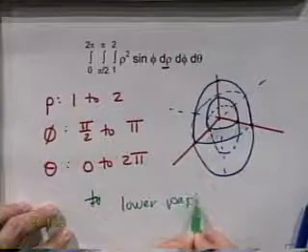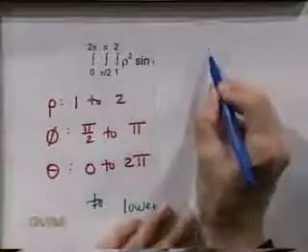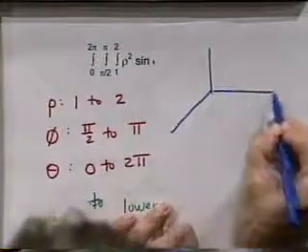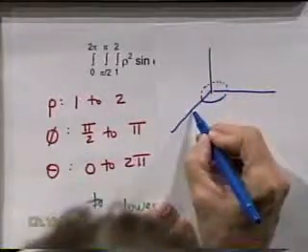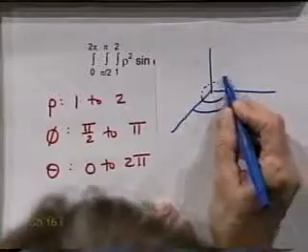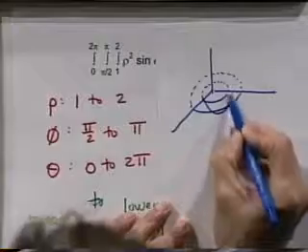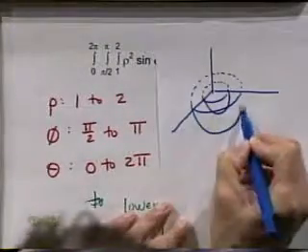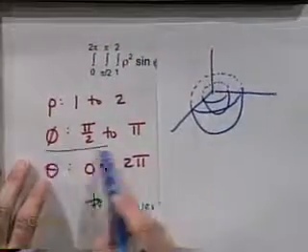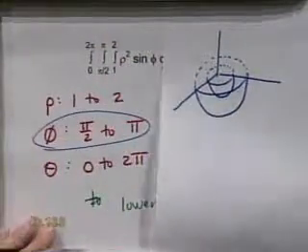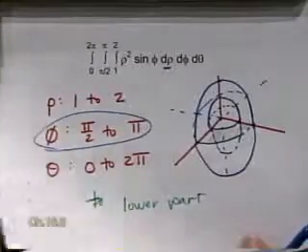I don't really like my picture, so let me give it one more stab. Here's my inner circle of radius 1. Here's my outer circle of radius 2. We're taking everything between this little circle and this big circle, but just below the XY plane, because phi is going from pi over 2 to pi. Okay, and then the integration's not all that big a deal, so we don't need to play with that.